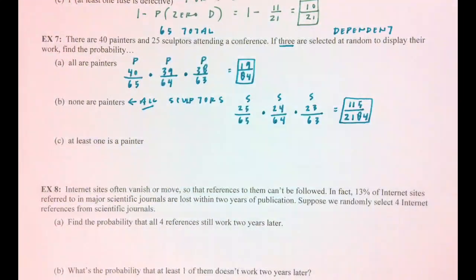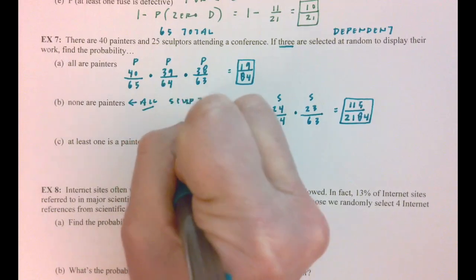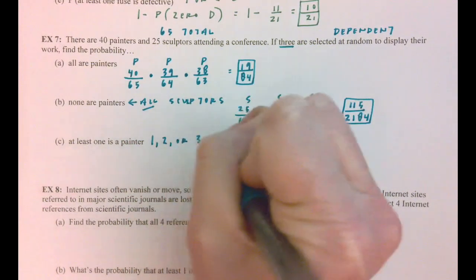I think I lost my L. There should be a little L there. Sculptors. Okay. Lastly, at least one is a painter. So at least one is a painter. What does that mean? That means it could be 1, 2, or 3 painters.